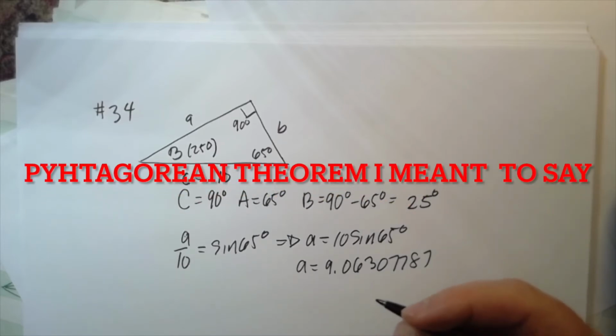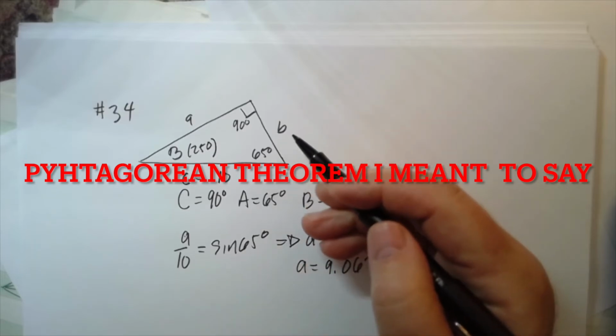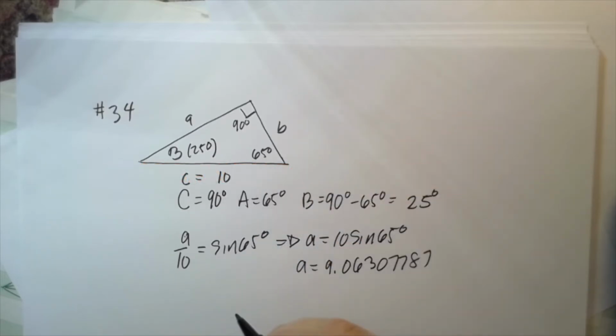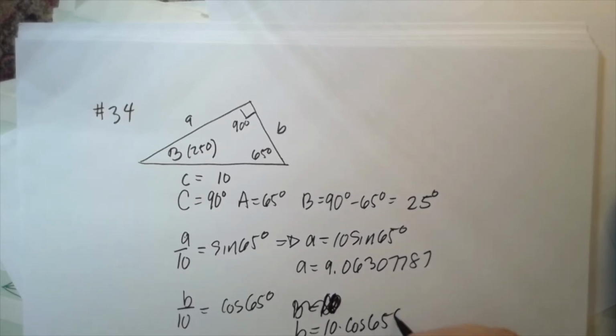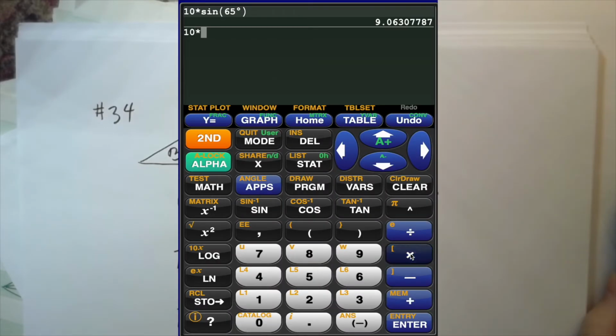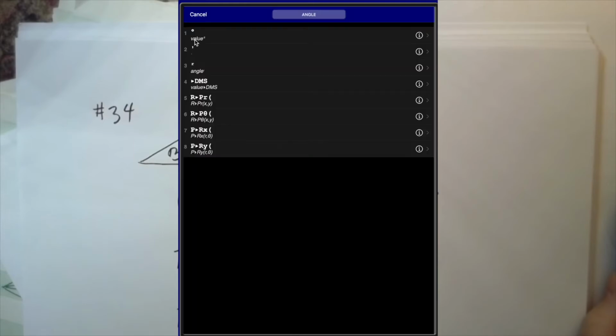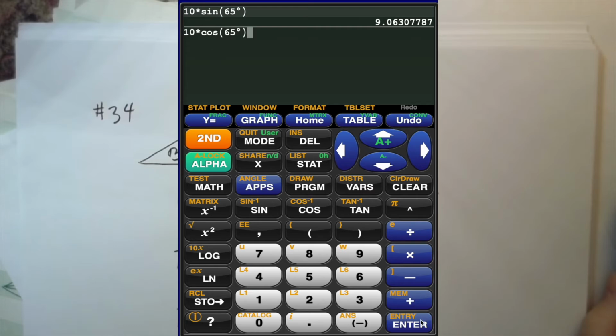Now we could use the Pythagorean theorem now that we have A and C, but let's not. Let's just do it a different way. So this is the adjacent side, so that would be B over 10 is equal to the cosine of 65 degrees. So just multiply that over and I get B is equal to 10, here let me write it better, 10 times the cosine of 65 degrees times the cosine of 65, get that angle, degrees, enter.